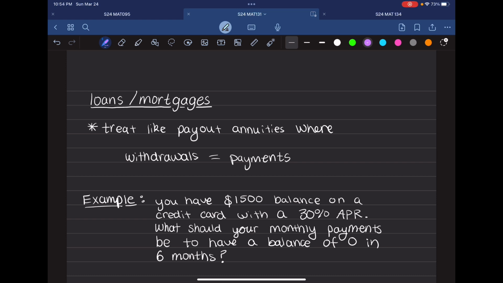Loans and mortgages, you're going to end up treating them just like payout annuities, where instead of talking about withdrawals, we're going to be talking about payments. So if you think about that lump sum of money, when we were taking out withdrawals, talking about like retirement accounts, that's the same type of concept as making payments on a loan. You're decreasing the balance.